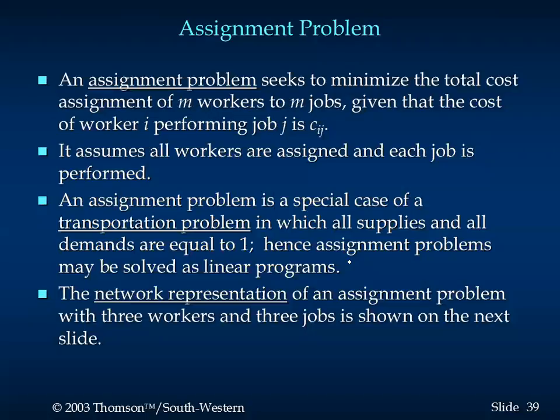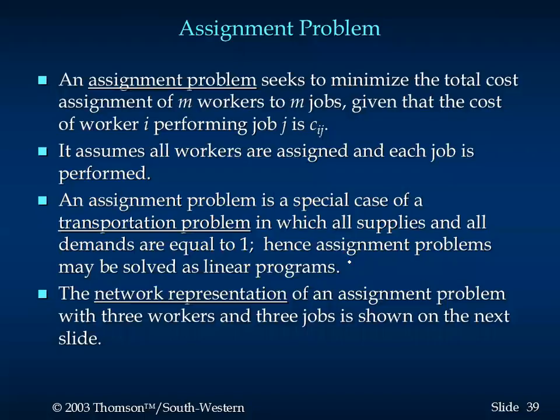So, minimize the total cost of assignment of m workers to n jobs, assuming it to be balanced, given that the cost of worker i performing job j is Cij. We want to find the minimum total cost. This is like a transportation problem because each worker has 1 unit of labor and each job requires 1 unit of labor. The worker is like the supplier, the job is like the demand, and each is 1.